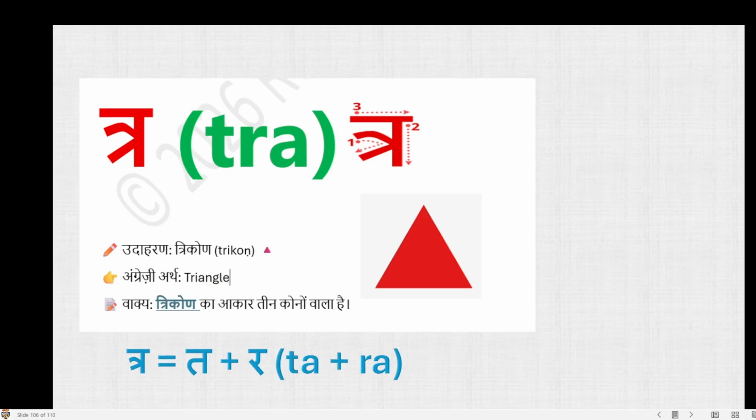Now, let's see the strokes. A standing line, followed by a slanting line. Just take a turn a little. Again a slanting line down. Finally a sleeping line on top. I repeat, a standing line, followed by a slanting line upwards. Just take a turn a little. Again, make a slanting line facing downwards. Finally, a sleeping line on top. So remember, whenever you see the letter Tra, pronounce it as Tra and think of the word Trikon, meaning triangle.